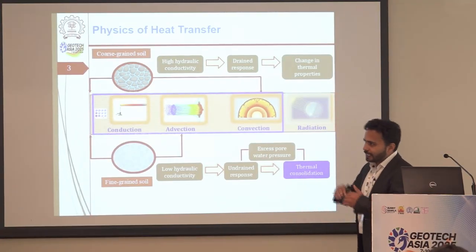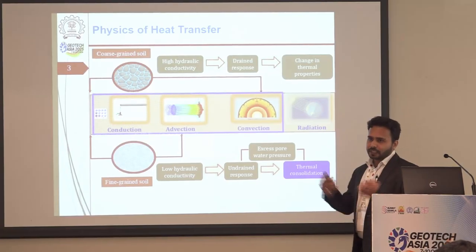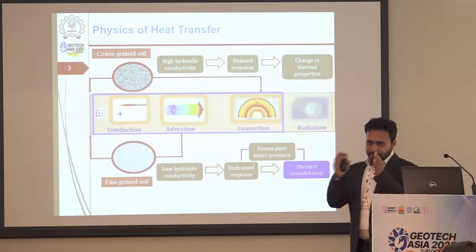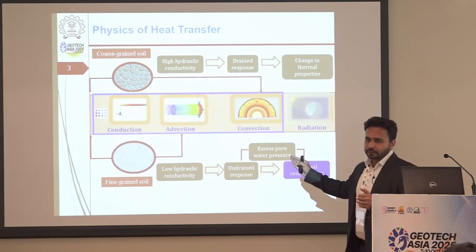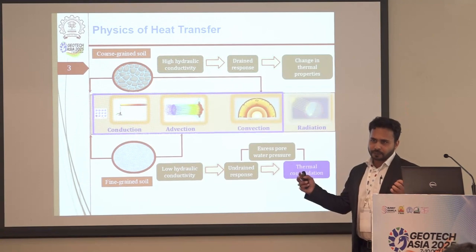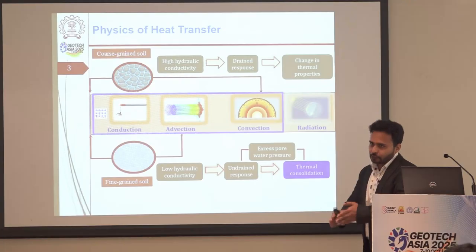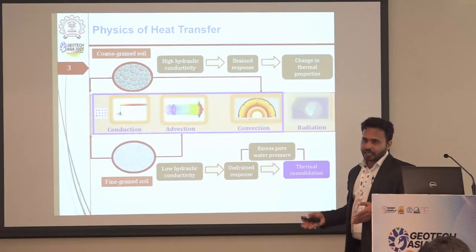conductivity. So when we increase the temperature of the fine grained soil, it will generate pore water pressure. Because if we heat the pore fluid, it will try to expand. And if it tries to expand and there is no space for the water to get out, then it will generate pore water pressure. Once pore water pressure is generated, it will try to dissipate over time, and until it is dissipated, you get the undrained response, and once it is dissipated, you get the thermal consolidation and then deformation.